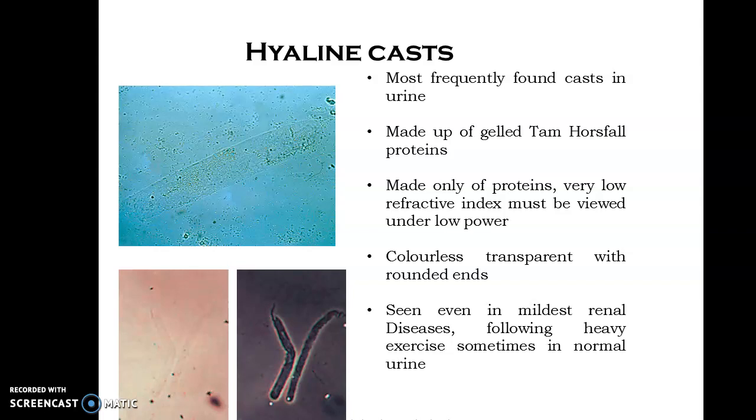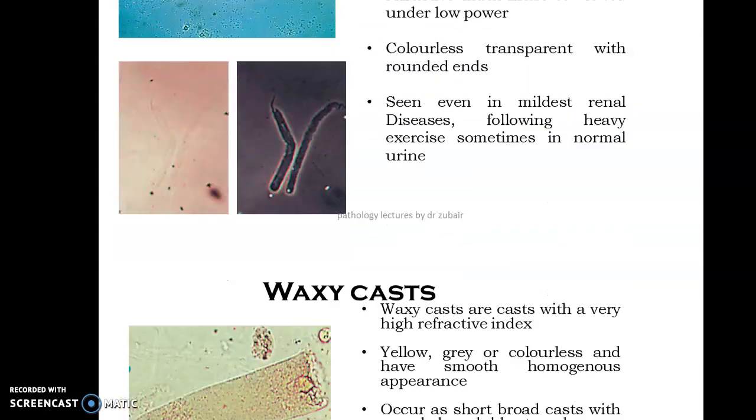Coming to the hyaline cast, these are the most frequently found casts in urine. The criterion to identify casts is the cylindrical shape. These are made up of gelled Tamm-Horsfall proteins, made up of only proteins, with a very low refractive index, and must be viewed under low power. They are colorless, transparent with rounded ends. They can be seen even in the mildest renal disease, following heavy exercise, and sometimes in normal urine as well.